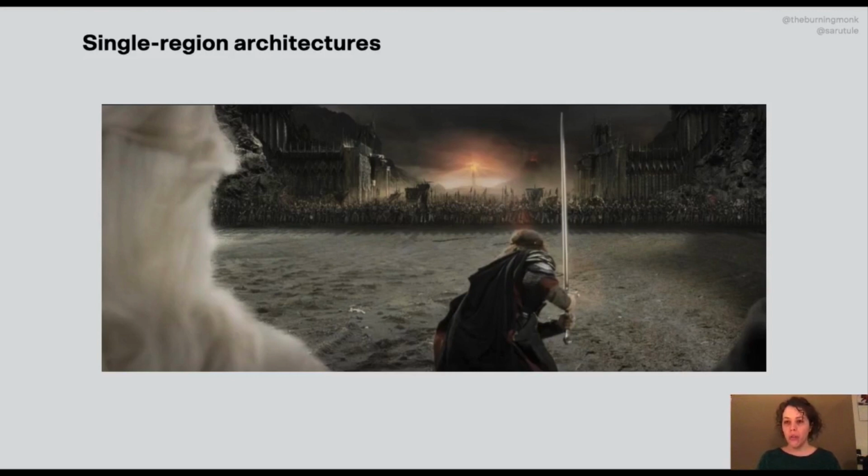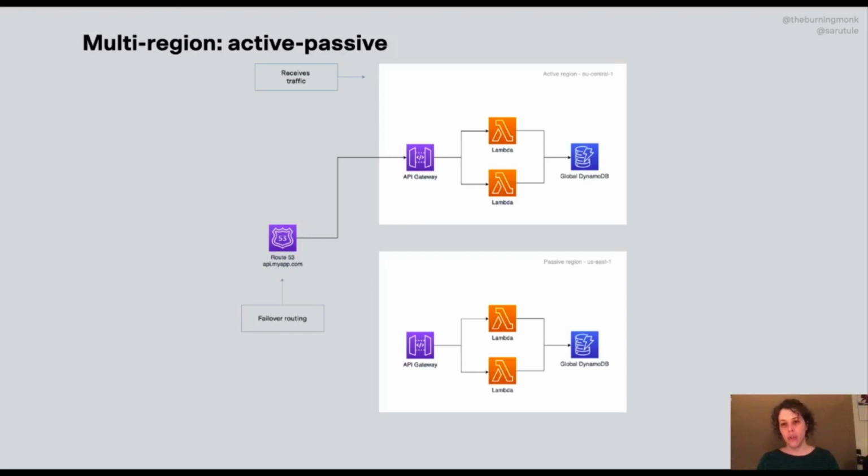Until now, we have only looked at single region architectures, which are great, very simple, and straightforward. However, if your application has a high availability requirement, that means that if your region goes down, if something is wrong with your regional stack and it is not available, then your whole service isn't available. That's again another single point of failure. That's where multi-region architecture takes over.